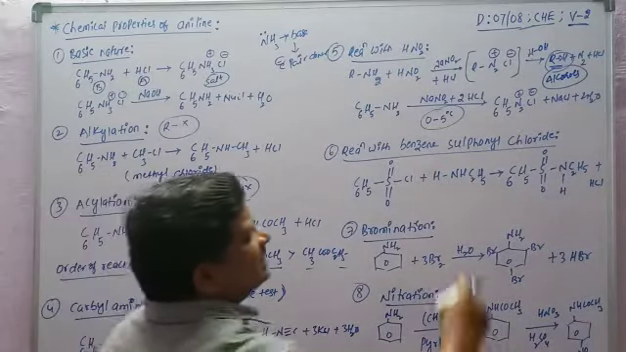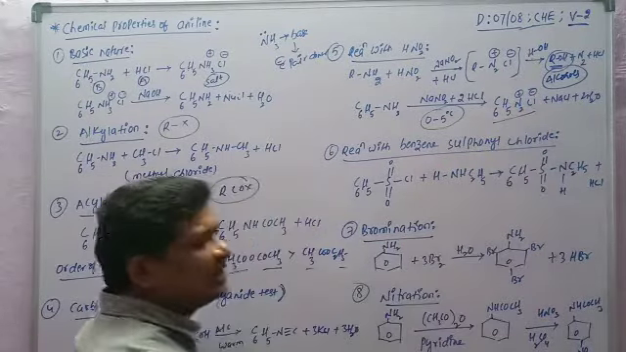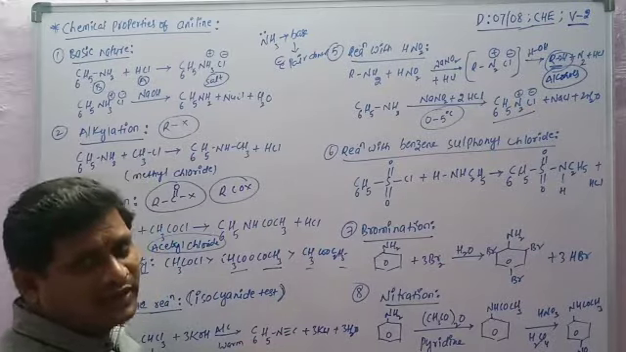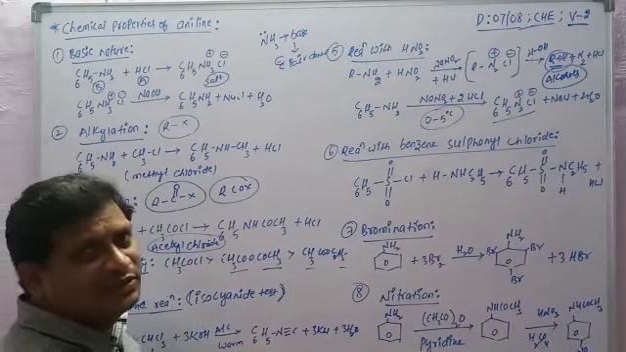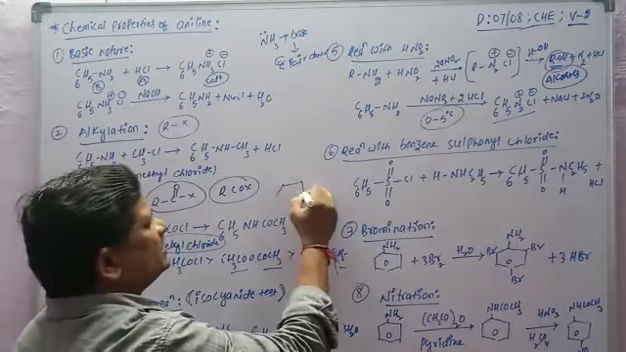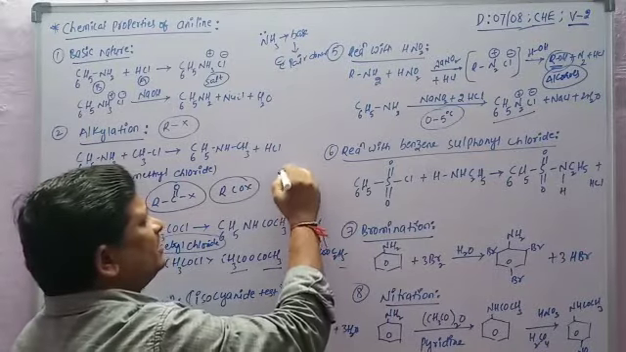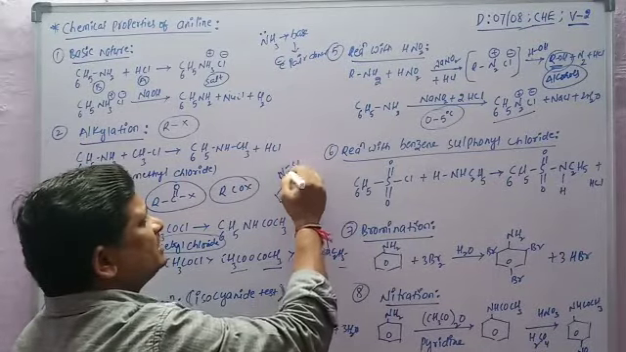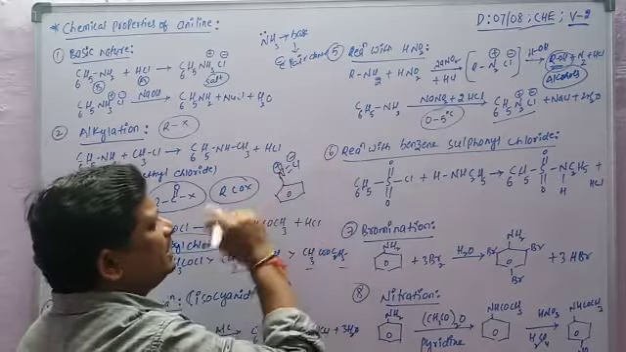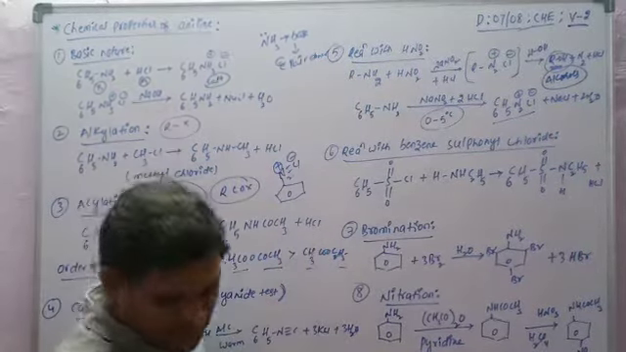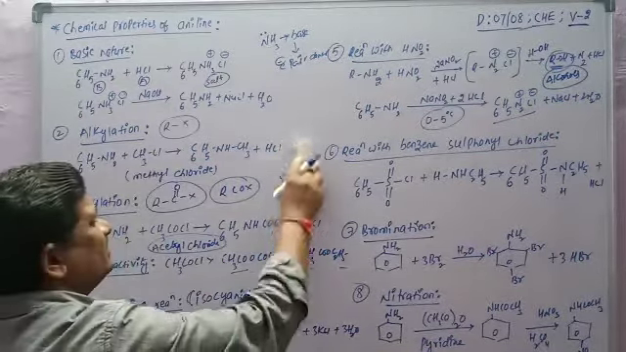So it is C6H5N2Cl, benzene diazonium chloride. Simply, the representation is a benzene ring with N2 plus Cl minus. It is benzene diazonium chloride.